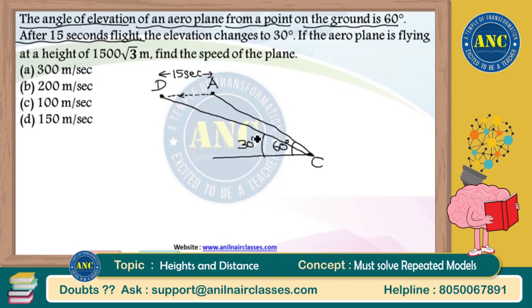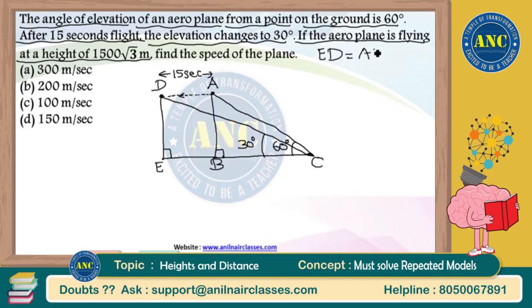I believe that the idea is very clear for you people. If I drop a perpendicular here, this is 90 degrees. Similarly, if I drop a perpendicular here, this is again 90 degrees with respect to the level ground. Now, what is the other thing which is given, sir? The aeroplane is flying at a height of 1500 root 3 meters. If I call this as B, and this as E, that means ED value or AB value.